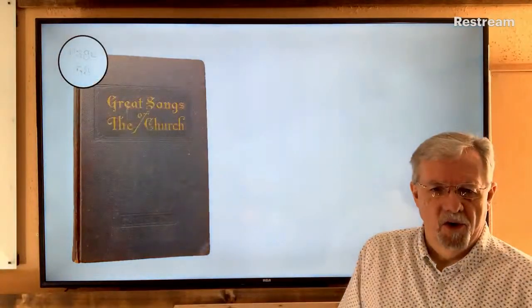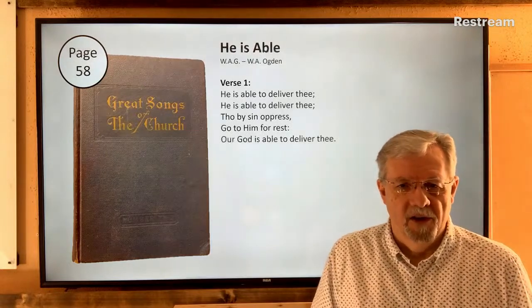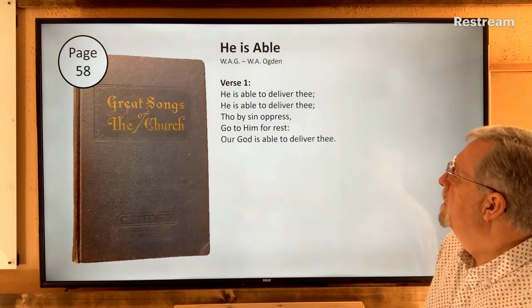The song, it's just a shorty, but it's a good one. I think most of us have sung this. When I first came across it in the old blue book, I thought, and then, oh yeah.